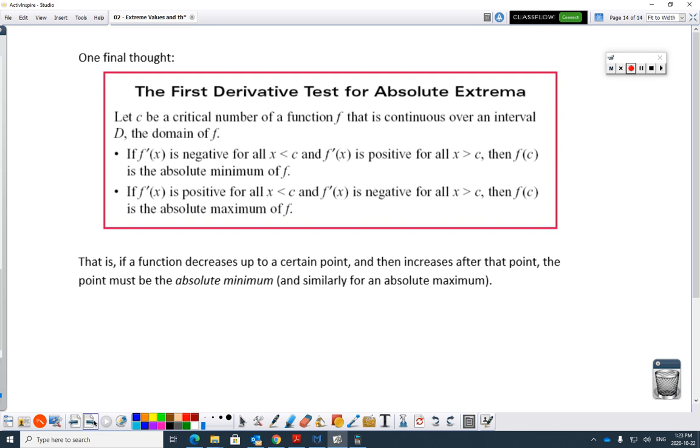And vice versa. If something increases the whole time, then hits some x value, and then decreases the whole time after that, that thing has to be the absolute max. There's no way for it to come back and beat it. That's what this says. If f prime is negative for all x before a certain value, and f prime is positive for all x after that value, you found the absolute min. If f prime is positive for all x less than c, and then f prime is negative for all x greater than c, then you found the absolute max.